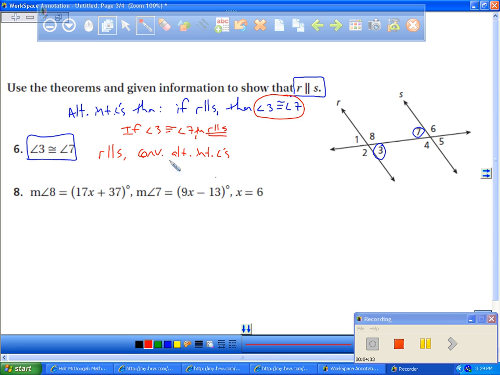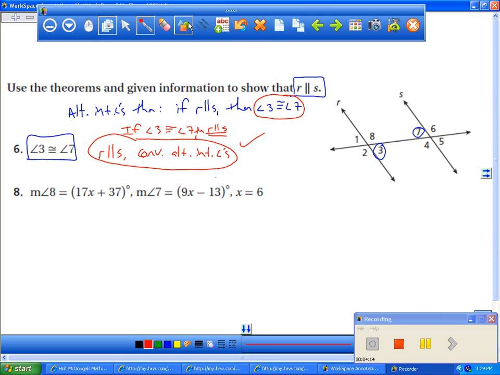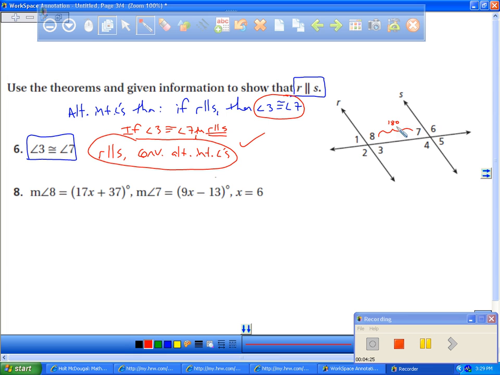Alright. So this would be your answer right there. Check. Next, angle 8 and angle 7. It seems as though in this instance that 8 and 7 are not alternate interiors anymore. They are same side interiors. And the theorem would say that if they are same side interior, they would have to add up to be 180 degrees. So, how do we do that?